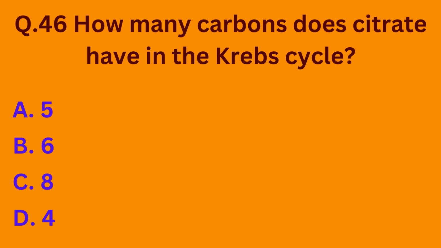Question number 46. How many carbons does citrate have in the Krebs cycle? Option A, 5, option B, 6, option C, 8, option D, 4. So basically citrate has 4 carbons in Krebs cycle. The correct option is option D.